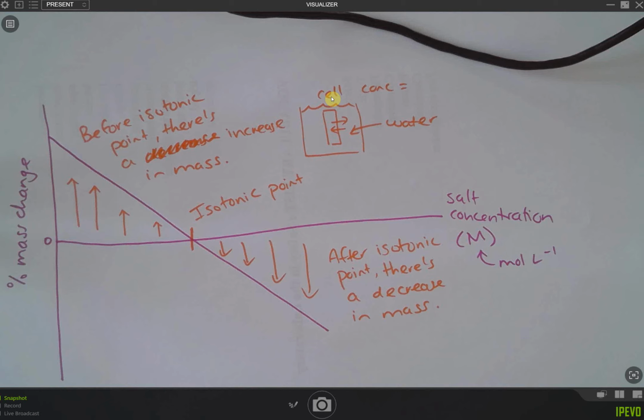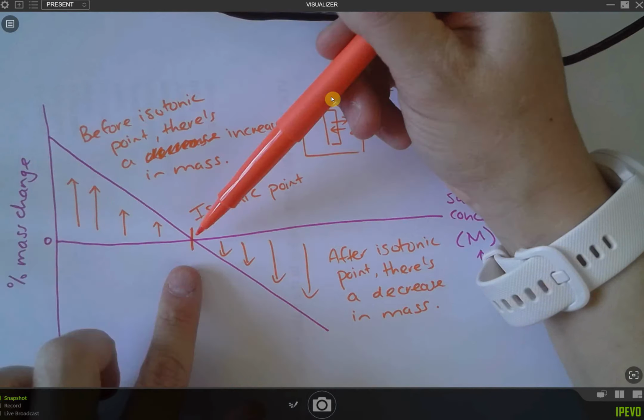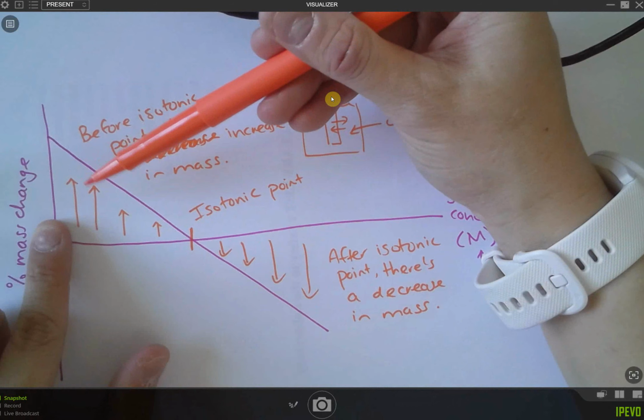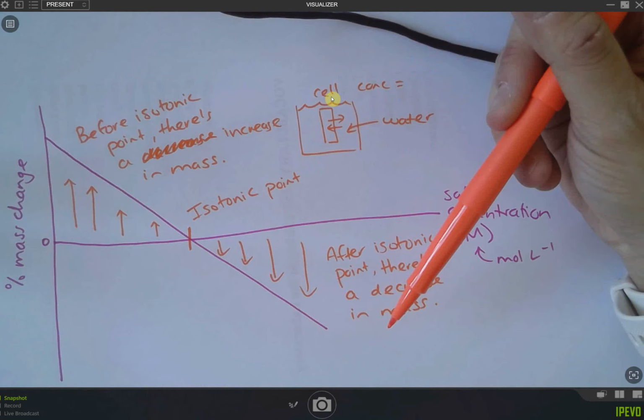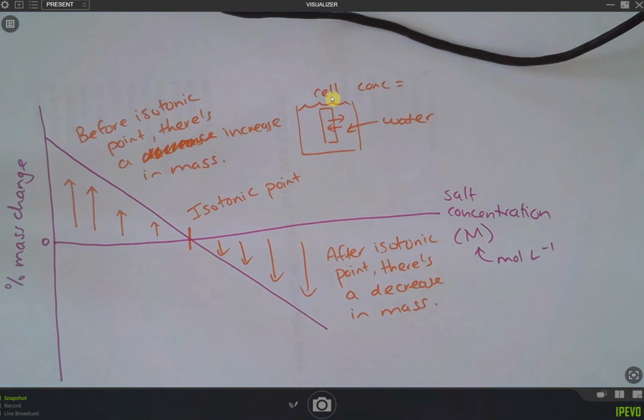When you look at this line, you might go, oh, decreasing, and that's all you think about. But you have to be specific and go, before the isotonic point it is actually showing some increase in mass. After the isotonic point, that's where we start seeing the decrease in mass. Are we okay with that so far? Any questions? All right. So just keep that in mind. Don't just say the mass decreases.